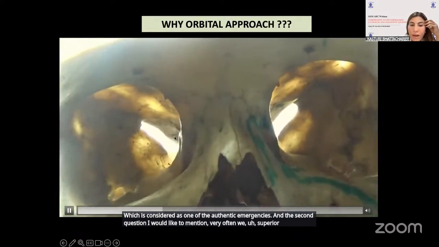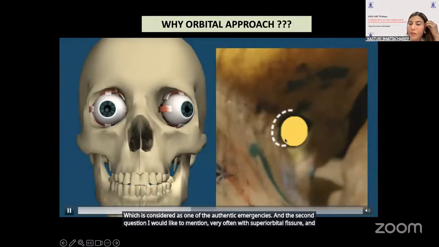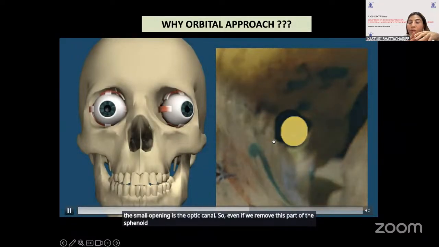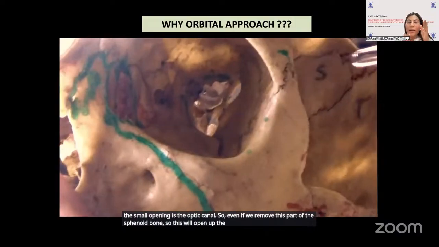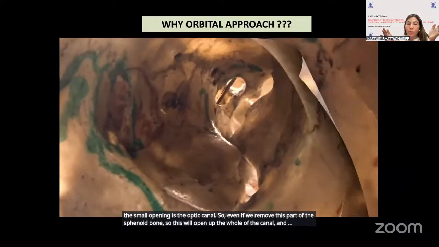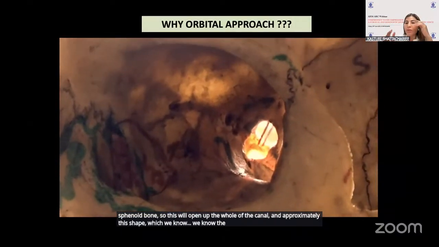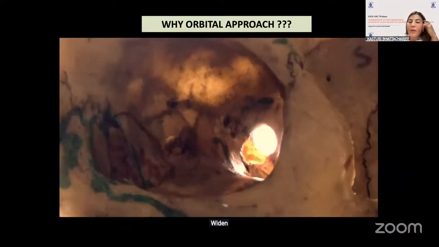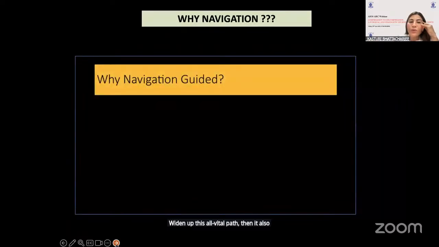the superior orbital fissure, and the small opening is the optic canal. So even if we remove this part of the sphenoid bone, this will open up the whole canal, and approximately the shape which we know of the optic canal, narrow at the orbit and widening in the cranial part. So if we can widen this orbital part, it also leads to a very good decompression.